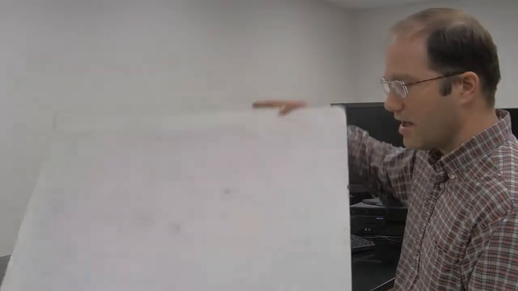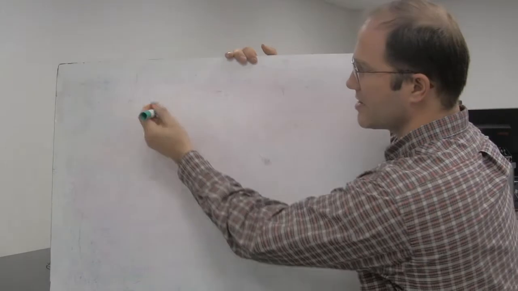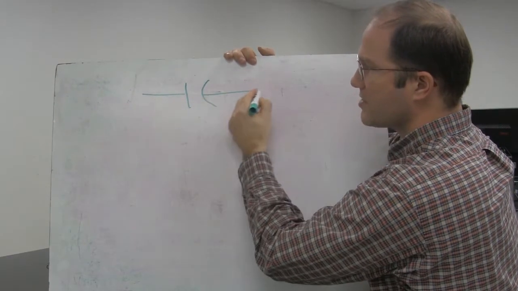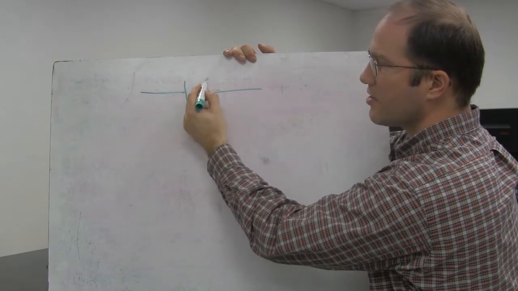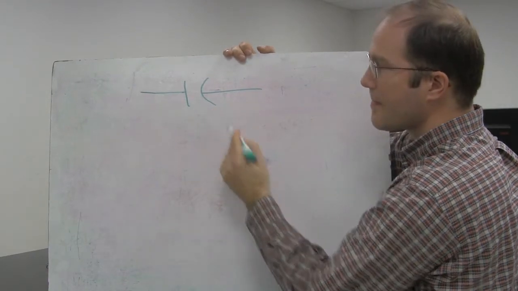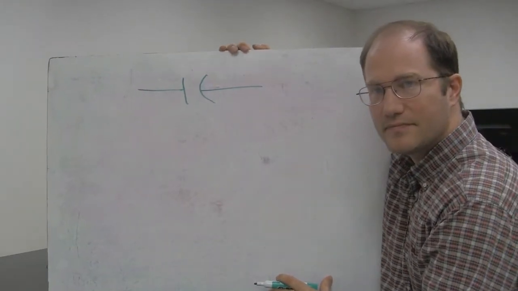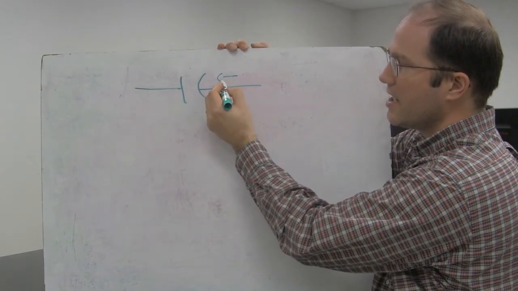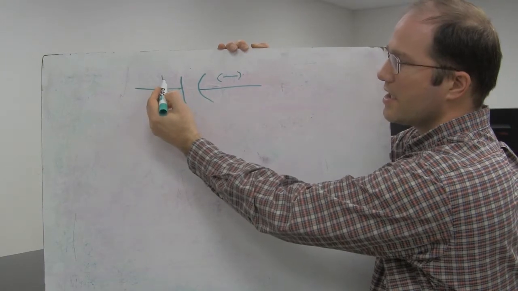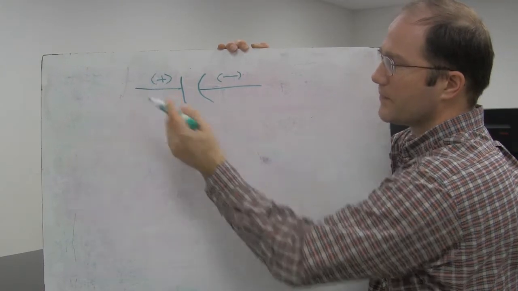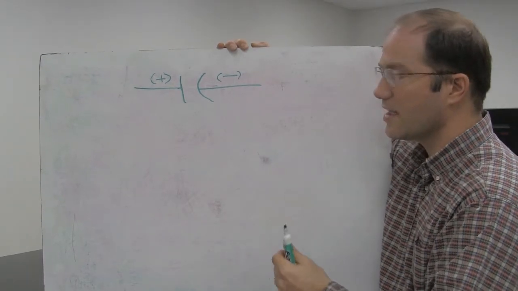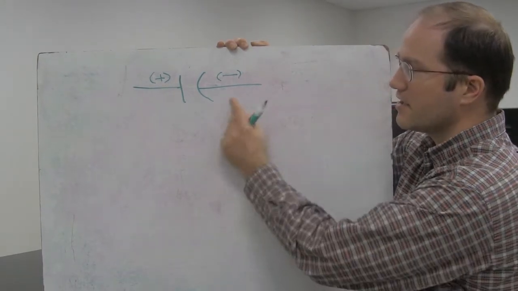First of all, whenever you have a capacitor, let me draw a schematic diagram of what the capacitor looks like. You have a wire, a straight down line, and then a curved line like this. When I draw that, the curved line is my negative side, and the straight line is my positive side.